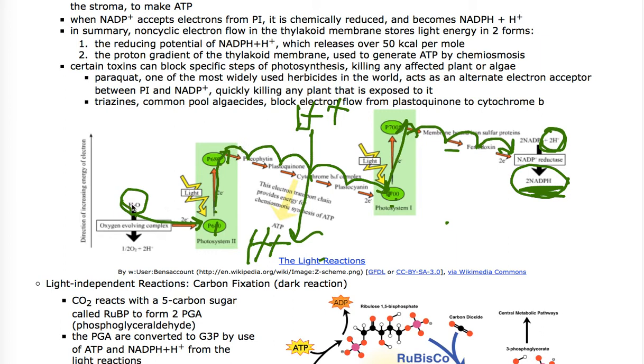So what we have now is electrons coming from water, going to photosystem 2, energized, going down a cytochrome chain to photosystem 1, along the way pumping protons. Photosystem 1, electrons get energized, go down a cytochrome chain, and they end up on NADP. Now, that's the light reaction.